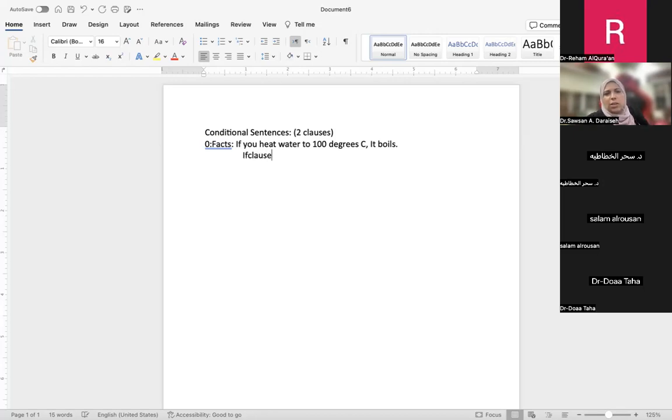So this clause here, we call it the if clause. And listen to me, guys, I want to tell you something. The if clause is the clause that has the connector. Think before you answer, please. Is it a dependent clause? Dependent or independent clause? Independent clause. Think again. Is this clause independent? Wait. Dependent.